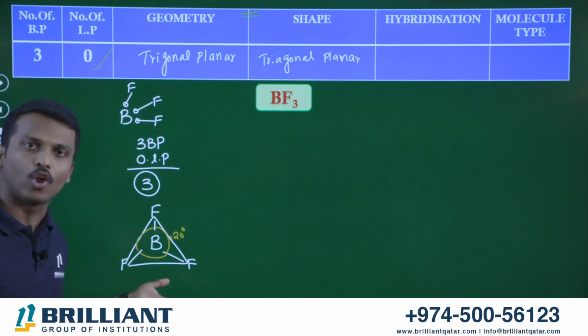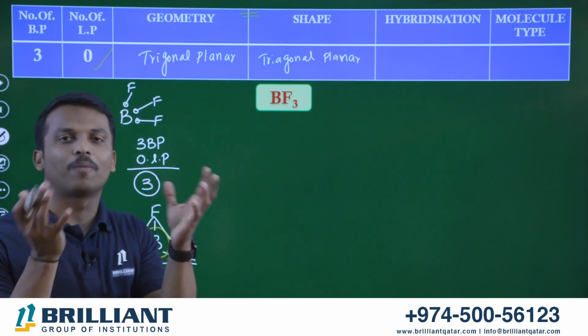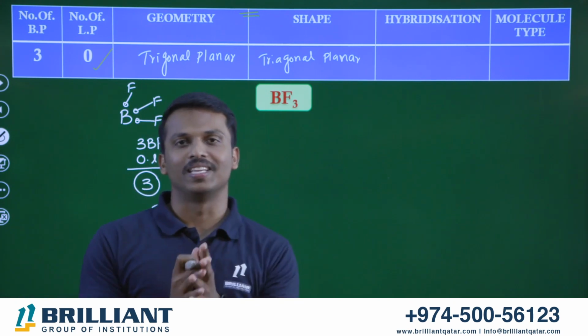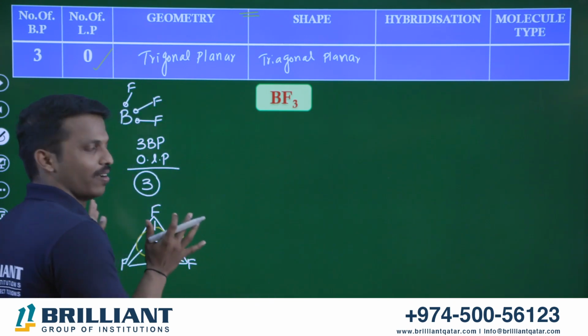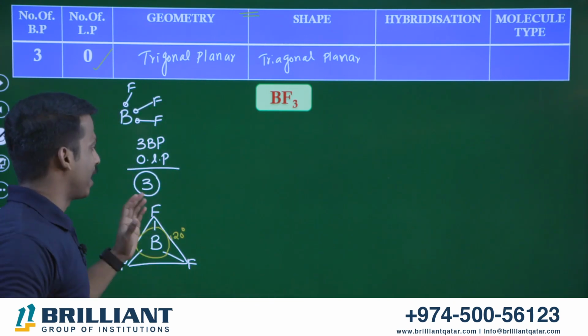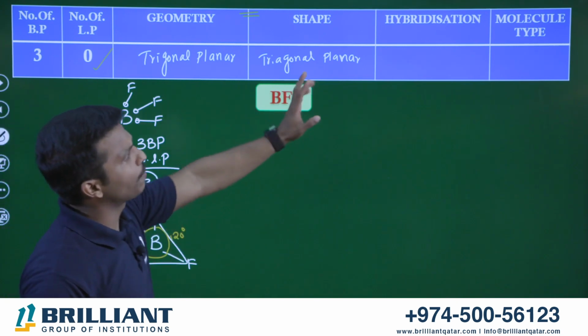Dear student, there is no lone pair, right? So lone pair, bond pair repulsion, nothing is there. This is the exact existence of the molecule. So trigonal planar. So let me go to the hybridization.